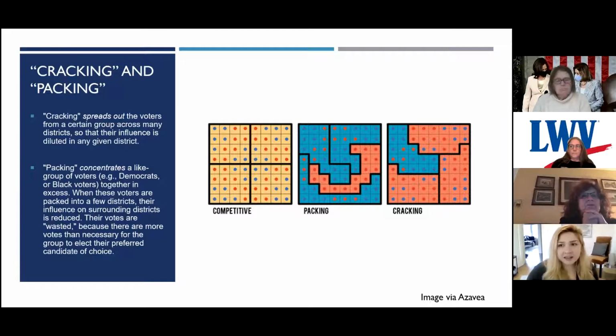And then packing is exactly the opposite. We're going to take all of the people of this party, of this group, and we're going to put them into one district so that even though they might be entitled to multiple districts, they're only going to get a single district and therefore a single voice at the state legislature or in Congress. So I have a couple of images here that kind of lay that out, but I think the next two slides are better representations.